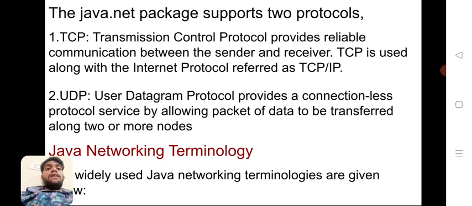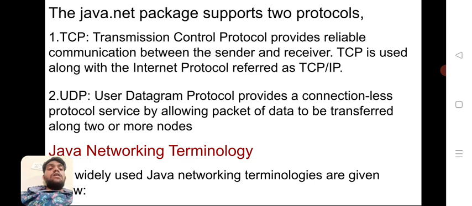The java.net package supports two protocols. TCP, Transmission Control Protocol, provides reliable communication between the sender and receiver. TCP is used along with the Internet Protocol, referred to as TCP/IP. UDP, User Datagram Protocol, provides a connectionless protocol service by allowing packets of data to be transferred along two or more nodes.